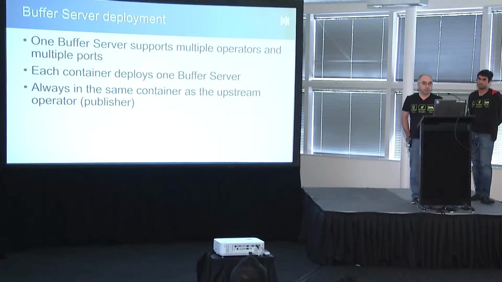The upstream operator works as a publisher and continues to push data to the buffer server, and the buffer server completely hides that from upstream operators. The only thing that will potentially have an impact is that backpressure will be built up. But in general, it's completely transparent to the upstream operator.